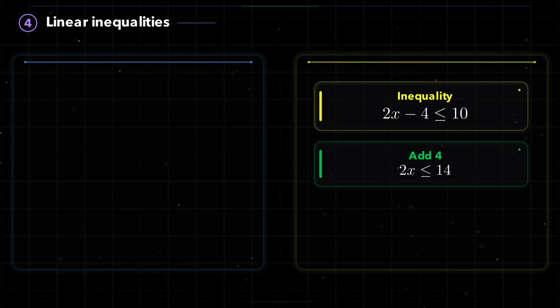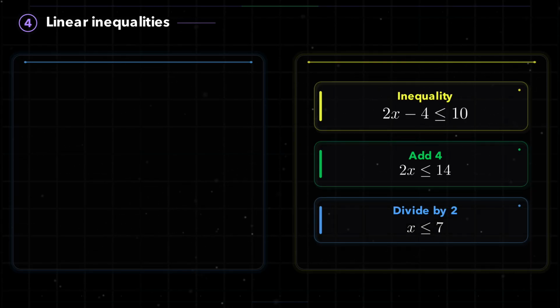On the left side, minus 4 and plus 4 cancel. That leaves x. On the right side, 10 plus 4 is 14. Now we have 2x is less than or equal to 14. Next, we divide both sides by 2. That gives us x is less than or equal to 7. So the solution is every number less than 7 plus 7 itself.